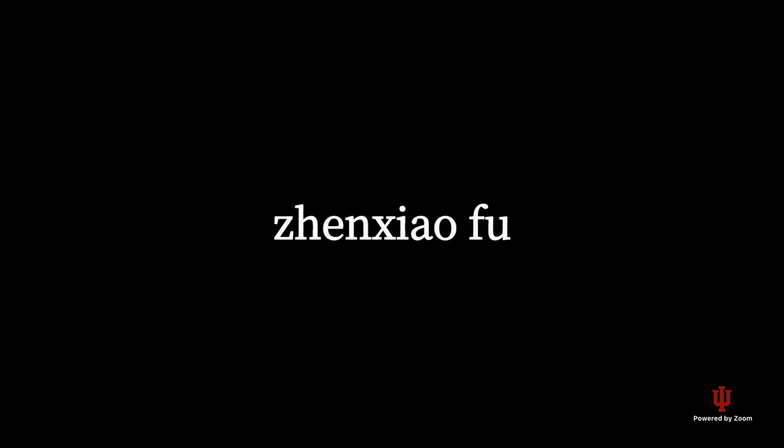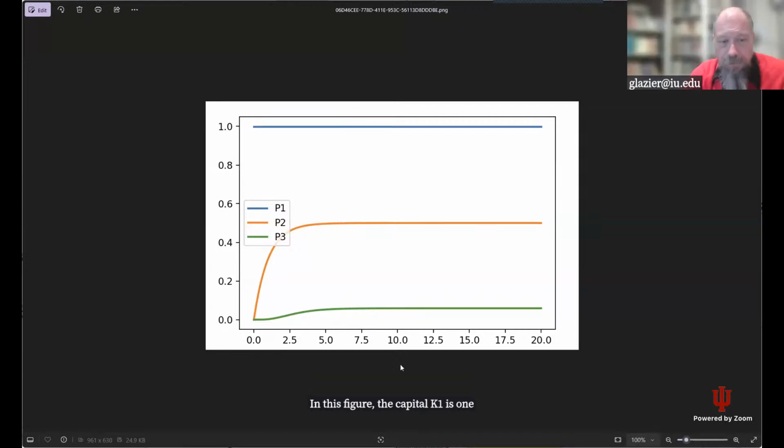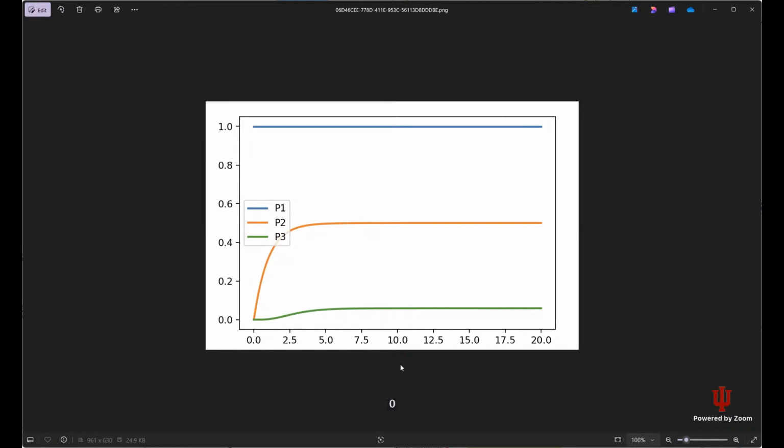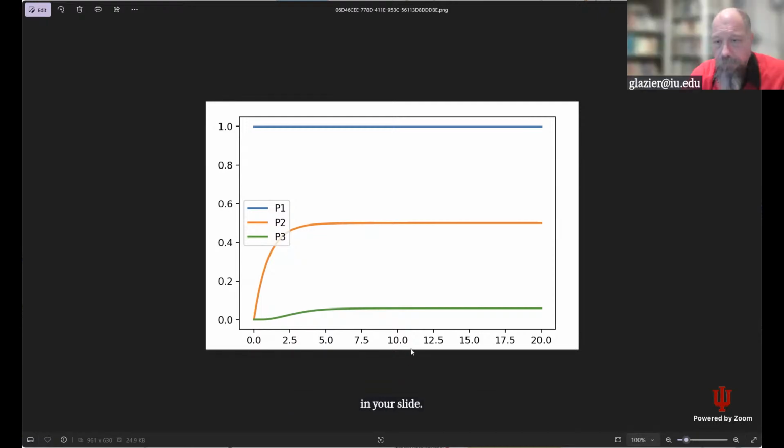In this figure, the capital K1 is 1. And when I set the capital K1 as 0.5, I got roughly the same as the figure in your slide. Okay. Let's take a look at that one, because for the one that you have here, P2 never crosses K, and so P3 never turns on.